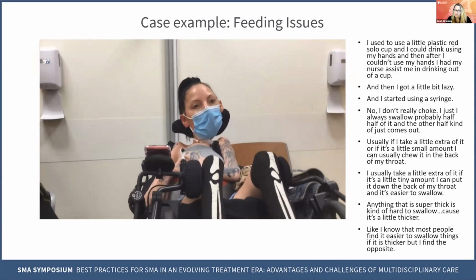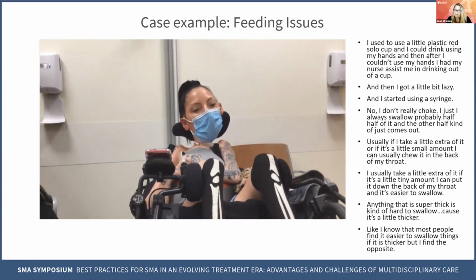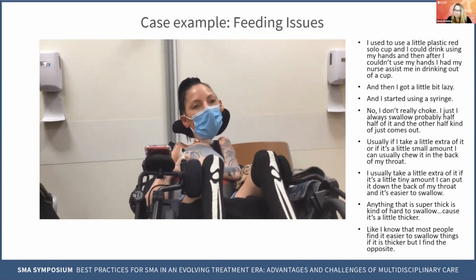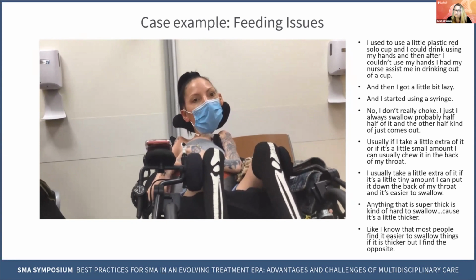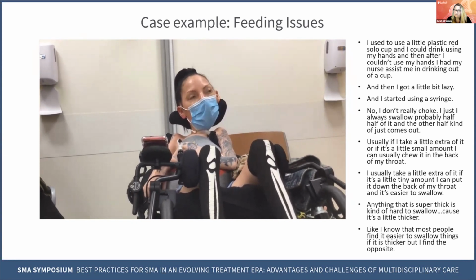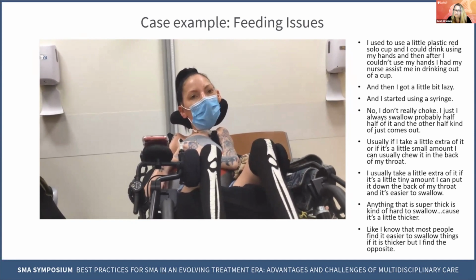But kind of bypass the tongue part by getting the medication right back there. Okay. Yeah. Any medications that are hard to take? Connie mentioned like Metamucil. Maybe you're not getting the full amount. Anything that's super thick is kind of hard to swallow.